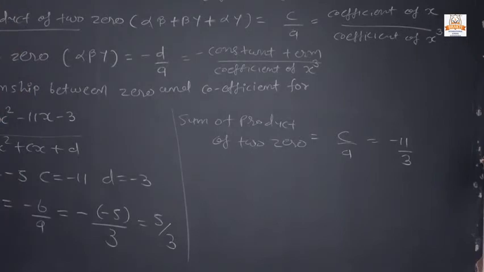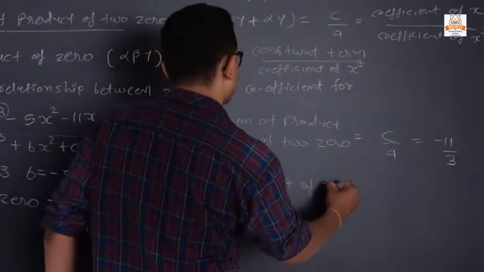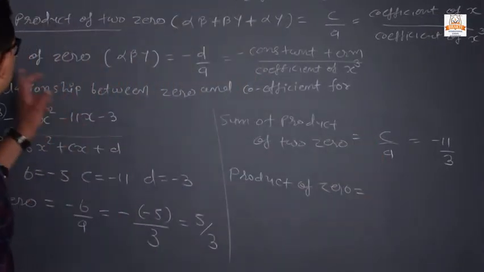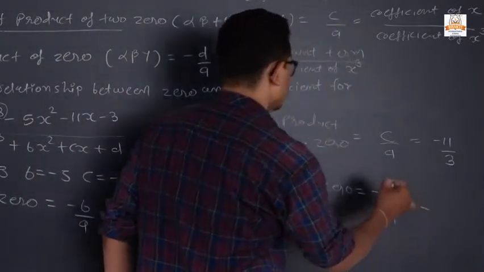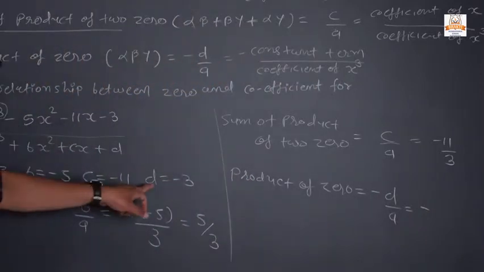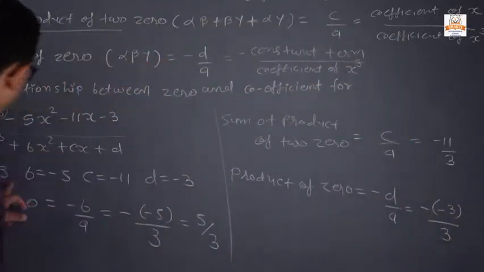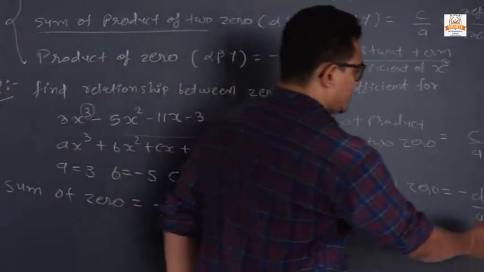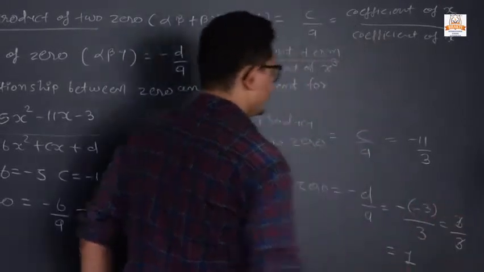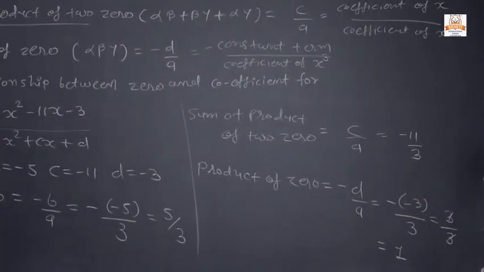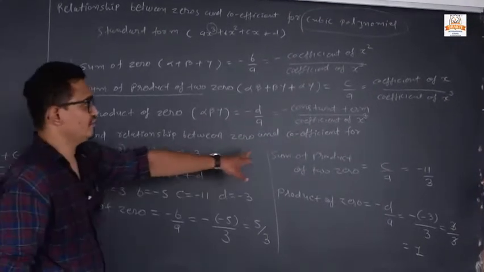Next, last, product of zeros. So product of zeros is equal to minus d by a. So what is the value of d? Value of d, it is minus 3, and value of a, it is plus 3. Now minus minus became plus, so 3 cut. So what is its answer? 1. So if they are asking for a cubic polynomial, at that time we are using that 3 formula.